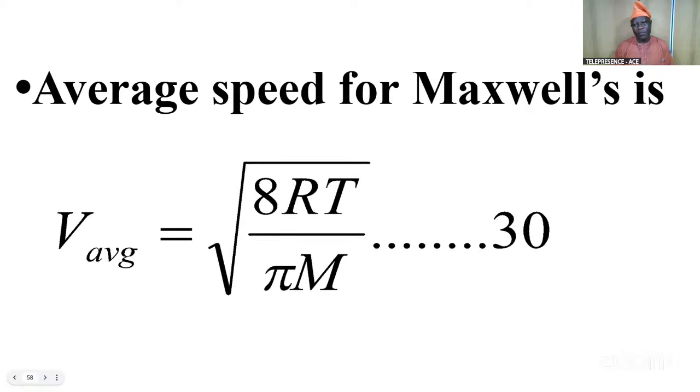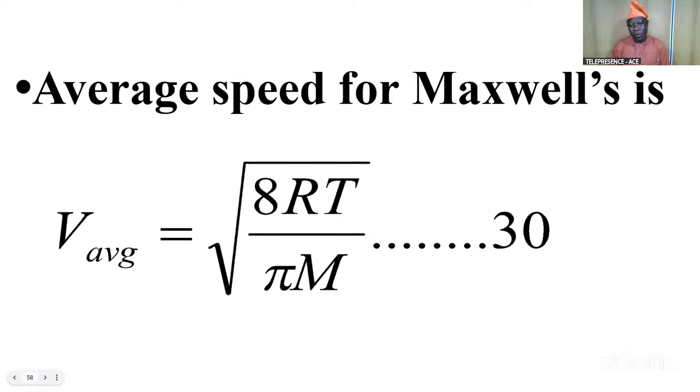Therefore, the average speed from the Maxwell equation will be equal to the square root of 8RT over pi M. M remains your molar mass, R the gas constant, T is the temperature. That gives you equation 30.